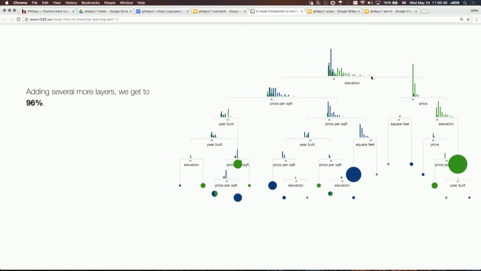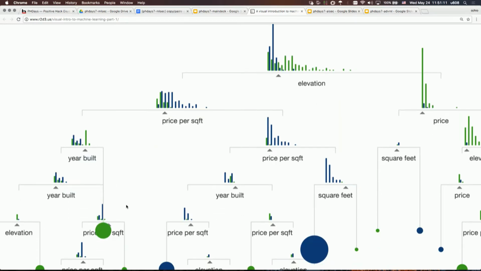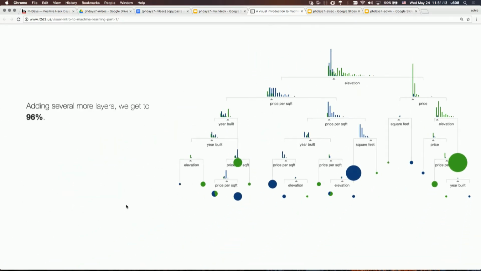You can see each branch in the tree is actually a single dimension. For example, elevation above some certain amount will go to the left, and above some certain amount will go to the right, below some certain amount will go to the left, and then in each node of this tree, we will branch it again based on other dimensions.